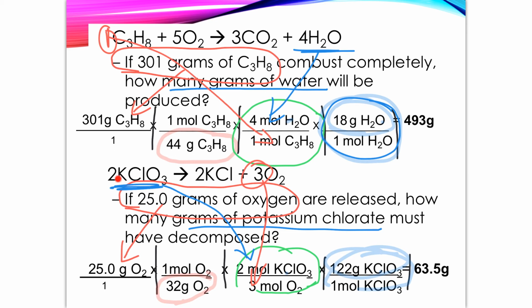Notice the setups. Given, convert to moles of given. Molar ratio of given to want, or want to given, sorry. And then convert back to grams for the want. Given, convert to moles of given. Convert from given moles to want moles. Convert back from want moles to grams.